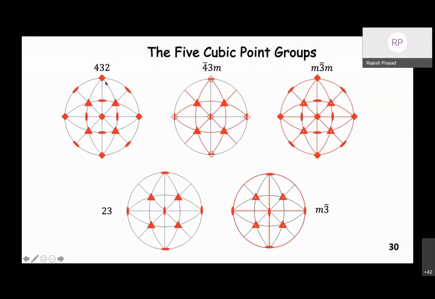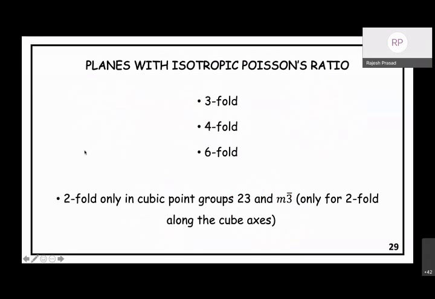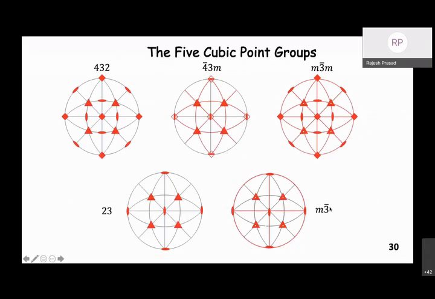But in 4, 3, 2, if I select this twofold or any of the twofolds, they are now not parallel to the fourfold. Then for these twofolds, I will not get isotropic planes. So that's why twofold has to have this qualification: the twofold only with cubic point groups 2, 3 and m3.